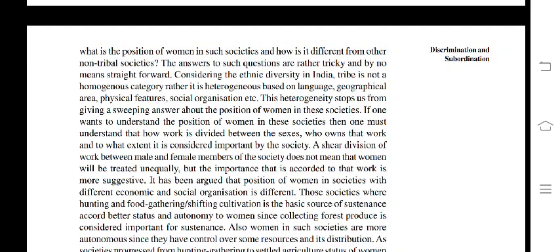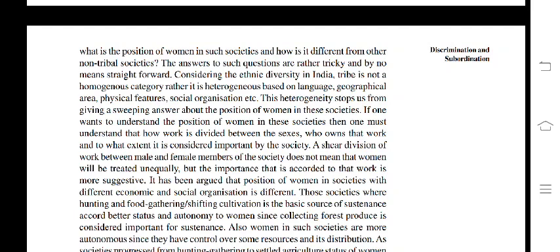Considering the ethnic diversity in India, tribe is not a homogeneous category, rather it is heterogeneous based on language, geographical area, physical features, social organization, etc. The heterogeneity stops us from giving a sweeping answer about the position of women in these societies.